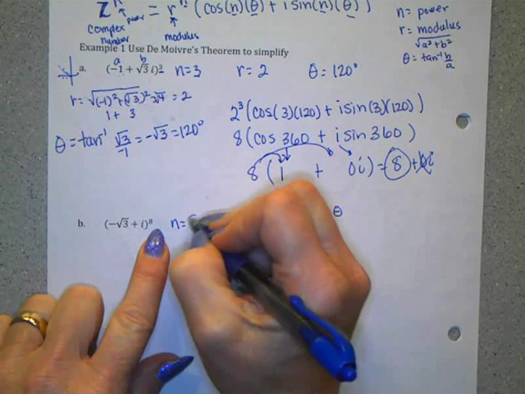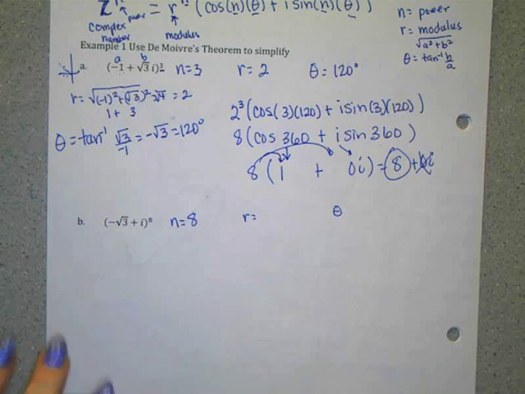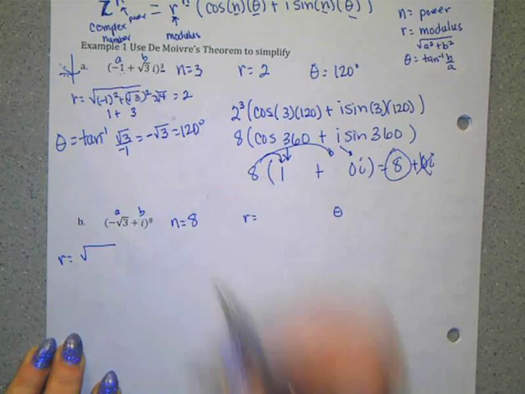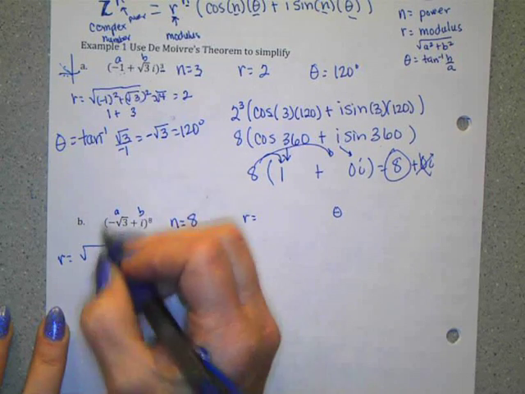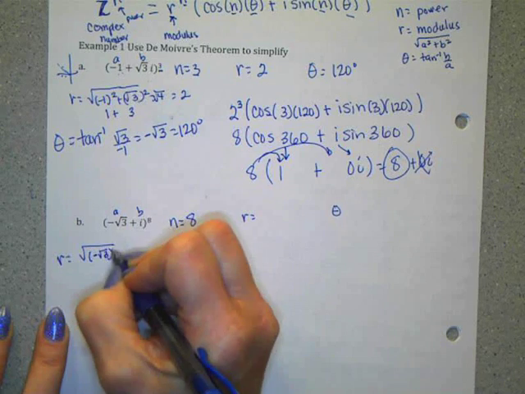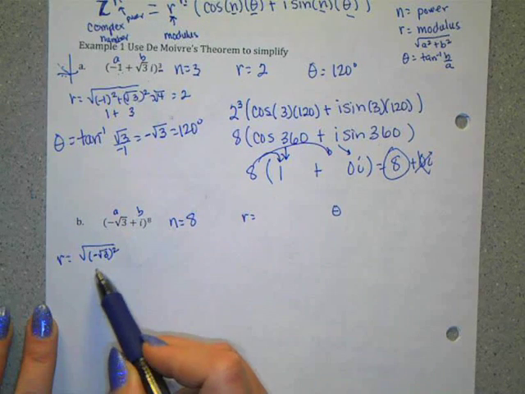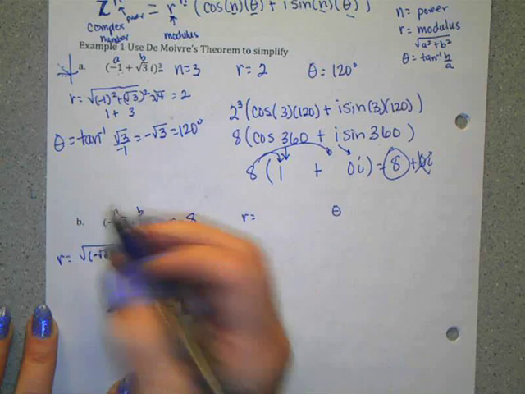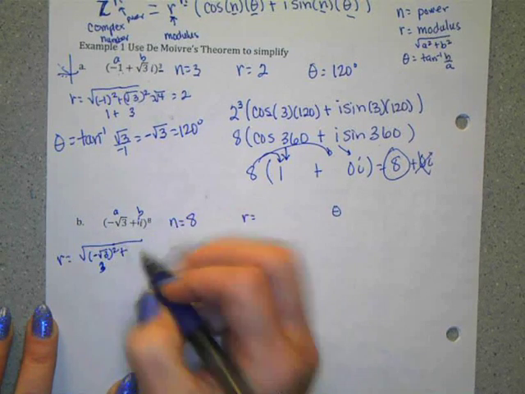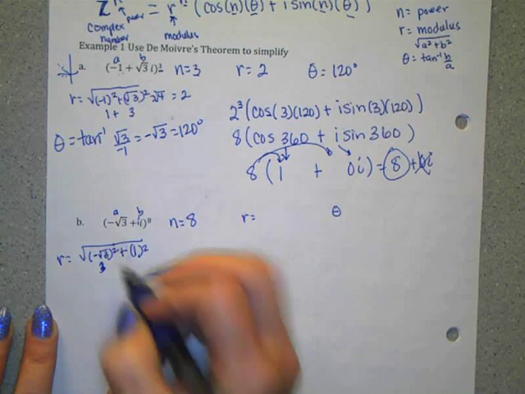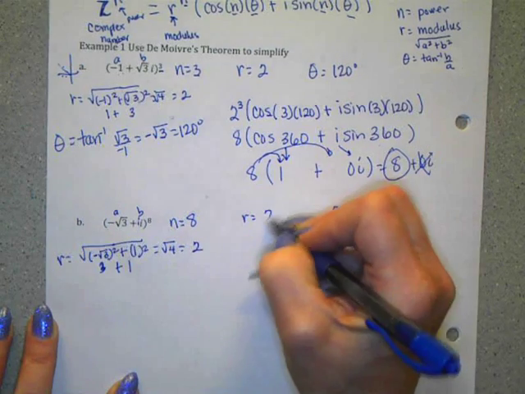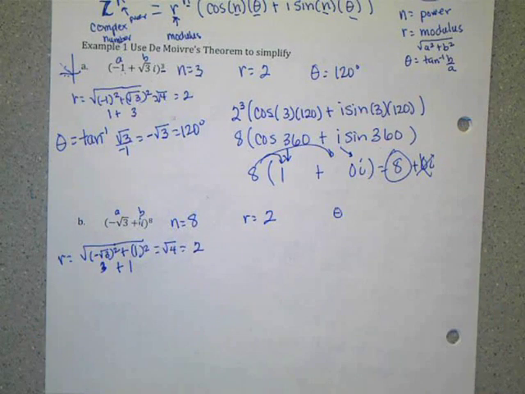This time I have to go to the 8th power, so n is going to be 8. I need to find my modulus. That's the square root of, again, this is my a, and this is my b. It's a lot like example 1a, that I will have negative square roots of 3 squared. 2 negatives will make it a positive. Square root of 3 times square root of 3 would be square root of 9, which would come out as 3. Plus, and then remember the coefficient there is a 1 squared, which will be a 1. Which gives me square root of 4, which again gives me 2. So my modulus is 2.